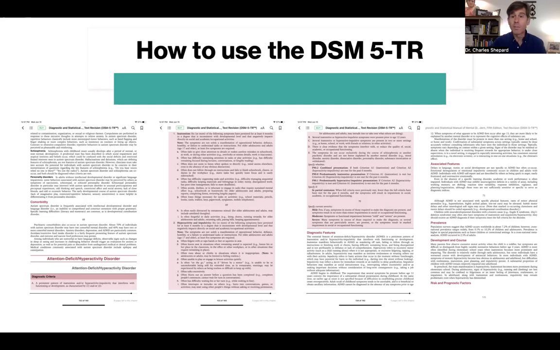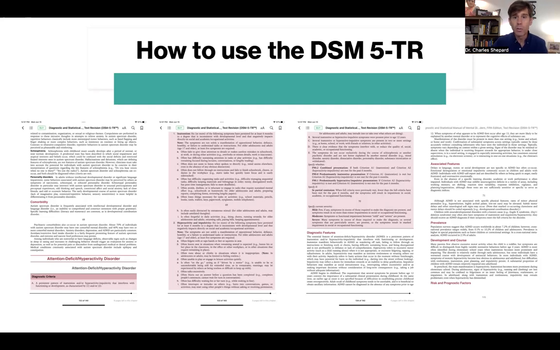And then there are a series of different specifiers, such as there's a specific code for a combined presentation, a predominantly inattentive presentation, and predominantly hyperactive impulsive presentation. We need to specify if it is in partial remission. And then there's criteria listed there for what would constitute partial remission. And then you need to specify whether the severity is mild, moderate, or severe. So that's a basic example of what to expect in the DSM-5 TR when it comes to a certain disorder and the criteria and the coding procedures for that disorder.